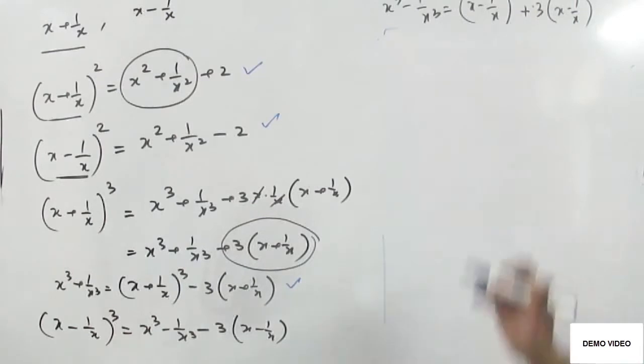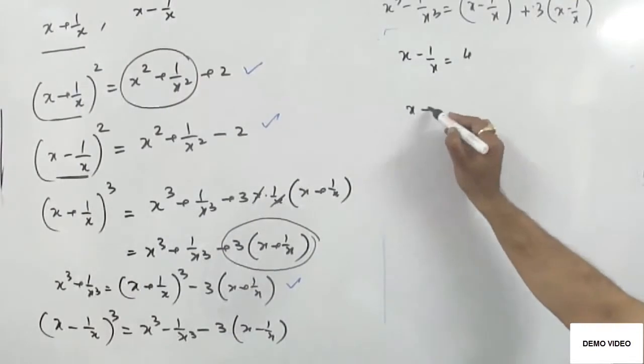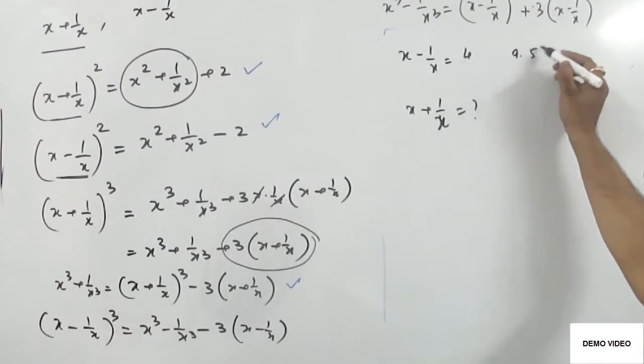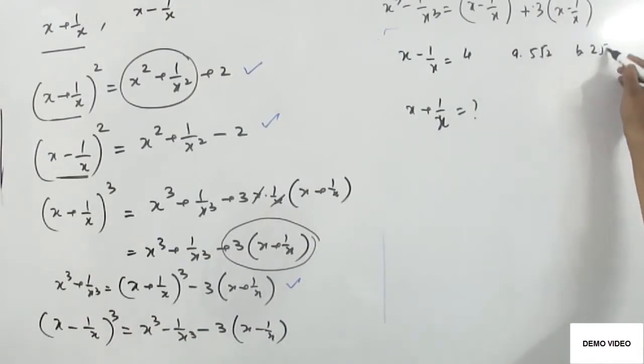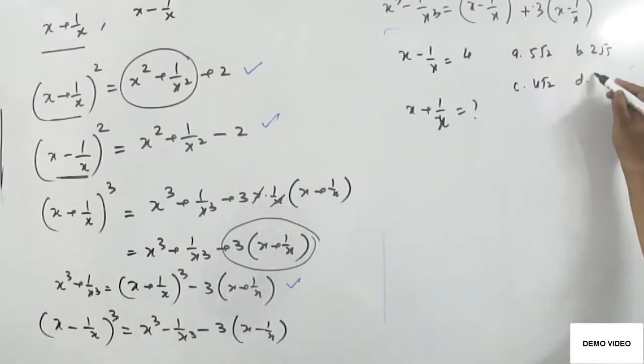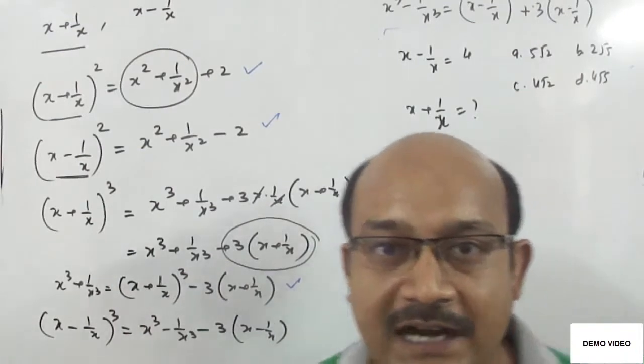Friends, what you do? You first write this question and try to solve. Pause this video and try to solve by yourself, and I am going to solve this question. Now, we are given x minus 1 upon x, and we have to calculate x plus 1 upon x. There is a direct formula for it, but we will apply the basic concept. We are given x minus 1 upon x as 4. Square this as we squared here.